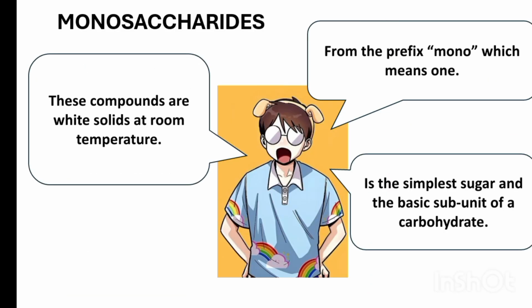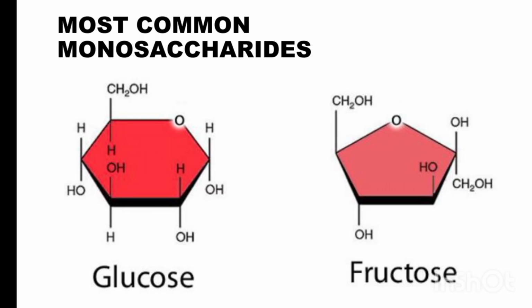Monosaccharides, from the prefix mono, which means one, is the simplest sugar and the basic subunit of a carbohydrate. These compounds are white solid at room temperature. The most common monosaccharides are glucose and fructose.